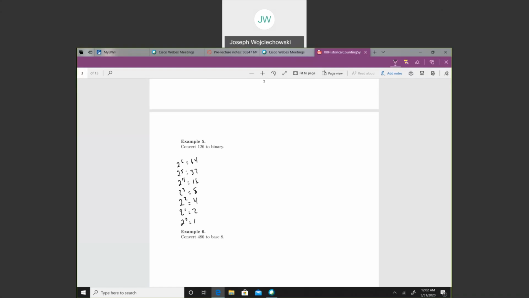So we have our 126. 64 will go into that once, leaving 62. 32 will go into that once, leaving 30. 16 will go into that once, leaving 14. 8 will go into that once, leaving 6. 4 will go into that once, leaving 2, and 2 will go into that once, leaving 0, and don't forget that 0. So what do we have? We have 1, 1, 1, 1, 1, 1, 0, base 2.